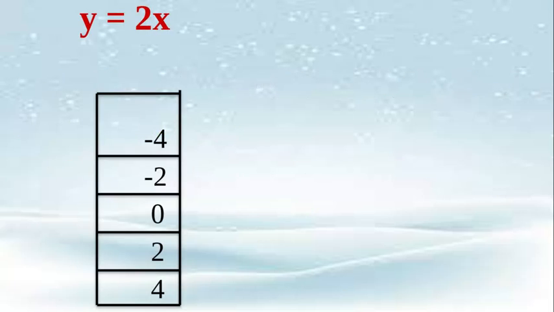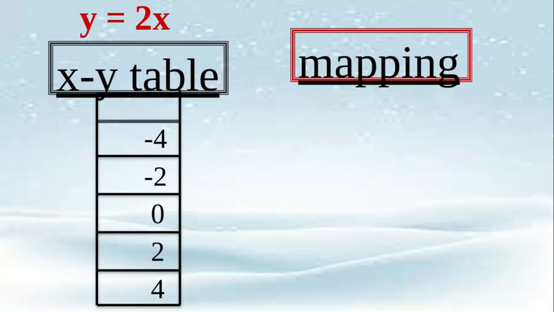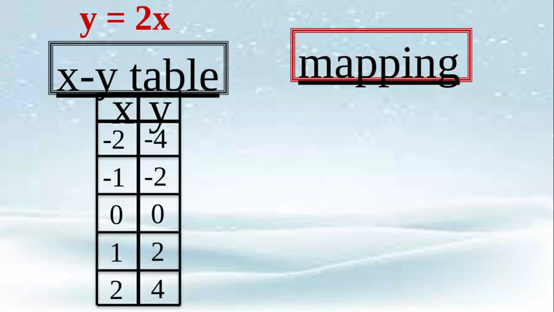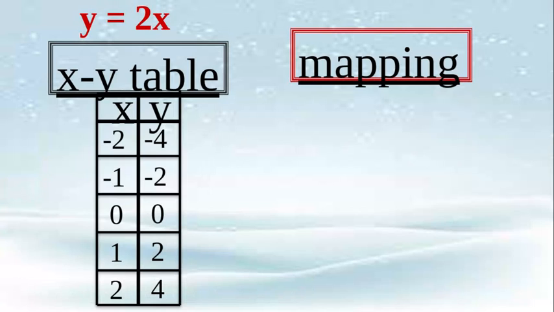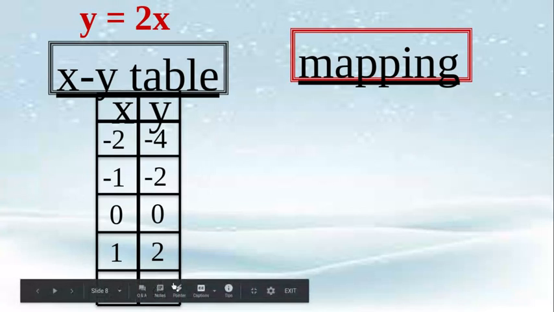Now, we've talked about two different ways to look at relations. You can have a set of points, you can have a table, and now you're going to learn a new way to list points. It's called mapping. It's a new way to do it, something you haven't done before. It's kind of like a table, but instead of setting it up with boxes in the table, it's two ovals.